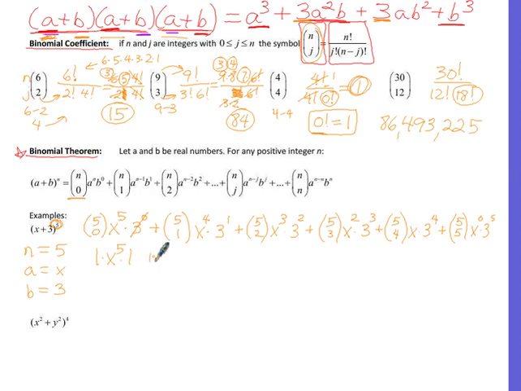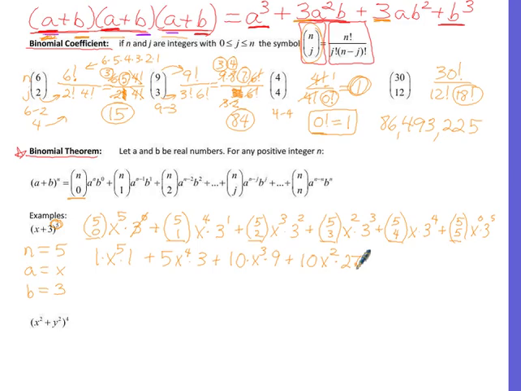Let's play along with that for this time. 5 choose 1 is 5. X to the 4th, and then times 3 to the first power. 5 choose 2 is going to be 10 times x to the third times 9. This is why the final coefficients will be different than Pascal's triangle. We'll start by including them with the combinations parts here, where we're going to get our 1, 5, 10, 10, 5, 1. But as we go through, we're going to be multiplying by some power of 3, which is going to change our answer a little bit.